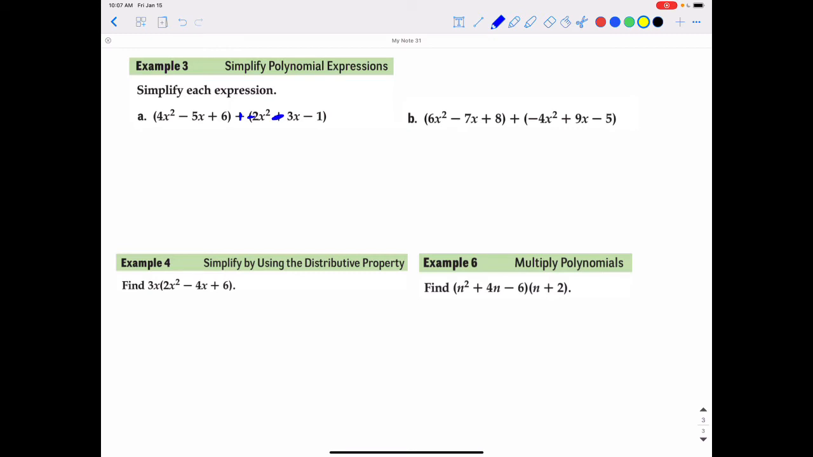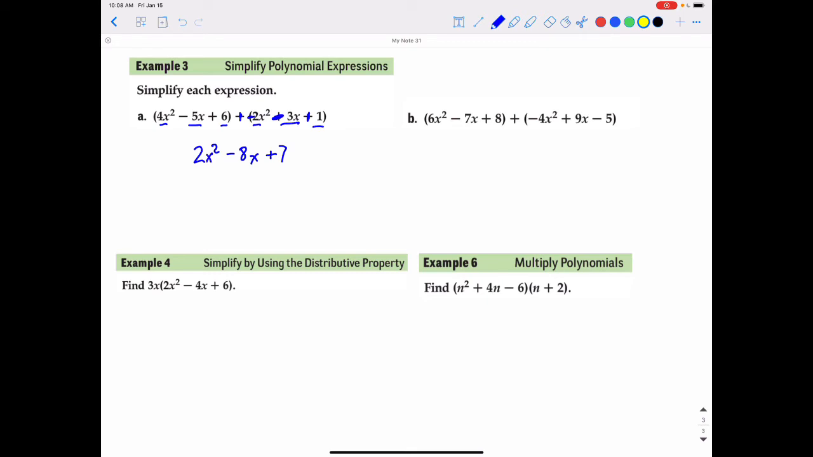So we would have negative 2x squared, change that plus 3x to minus 3x, and then change the minus 1 to a plus 1. And then we just add our like terms. So 4x squared plus negative 2x squared would be 2x squared. Negative 5x plus negative 3x, I changed that to a negative 3x, that will be negative 8x. And 6 plus positive 1 is 7. And that's all the like terms I have. I do not try to combine an x squared to an x with addition or subtraction. They're not like terms. They have to have the same variables.